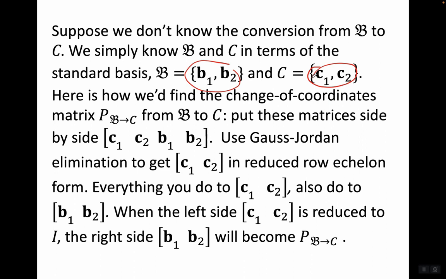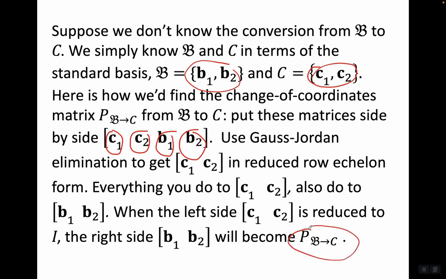Put these matrices side by side. So again, c1 first column, c2 second column, b1 third column, b2 fourth column. And then use Gauss-Jordan elimination to get c1, c2 in reduced row echelon form. Everything you do to c1, c2 also do to b1, b2. When your left side, c1, c2, is reduced to I, the right side, b1, b2, will become the matrix we want, the change of coordinates matrix, P sub 𝔅 to C.